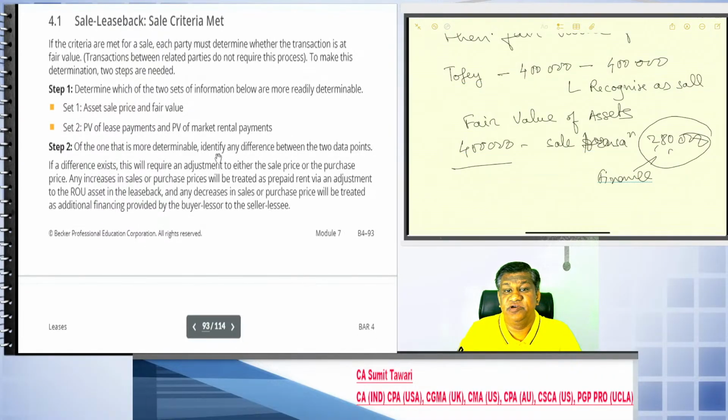Of the two, use the one that is more determinable, and identify any difference between the two data points. If a difference exists, this will require an adjustment to either the sell price or the purchase price. An increase in sale or purchase price will be treated as prepaid rent via an adjustment to the ROU asset in the leaseback. And any decrease in sale or purchase price will be treated as additional financing borrowed by the buyer lessor to the sell lessee.